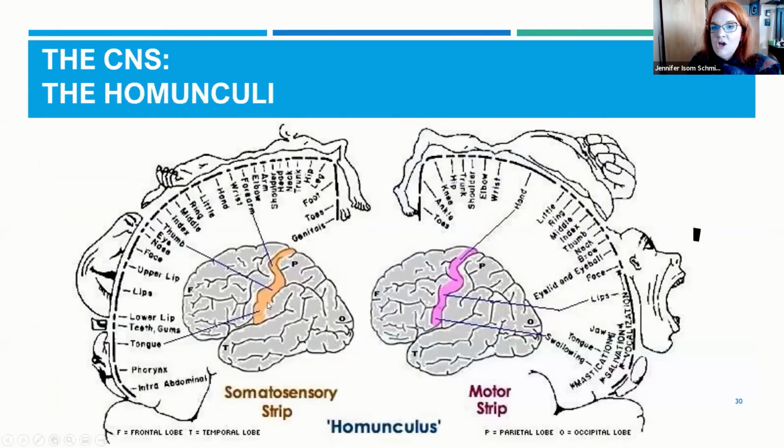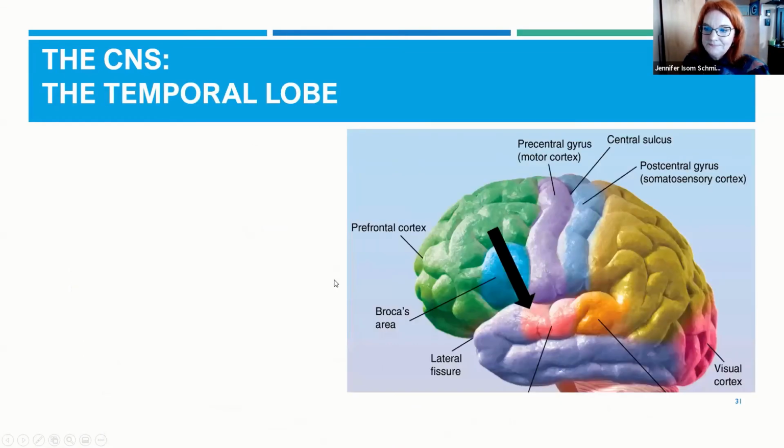Okay. Here is a picture of the homunculi. This is the mapping of different body parts onto these gyri. Here's the primary somatosensory cortex. Here's the primary motor cortex. You can see that for the somatosensory cortex, there are a lot of neurons devoted to sensing where your mouth is in space, what it's feeling, what it's sensing, as there are in the primary motor cortex, a lot of neurons devoted to movement of your mouth, your lips and your face, for example. But you can map your entire body onto these two gyri.